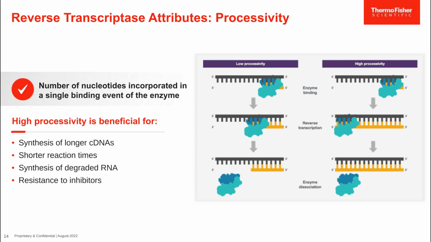So, the true added benefit of an enzyme with high processivity is its ability to read through RNA even when degraded or even when the RNA sample contains inhibitors. Since the enzyme is more robust, it's highly recommended to make this selection to ensure accurate and reliable RT-qPCR results when dealing with degraded or inhibitor-containing RNA samples.